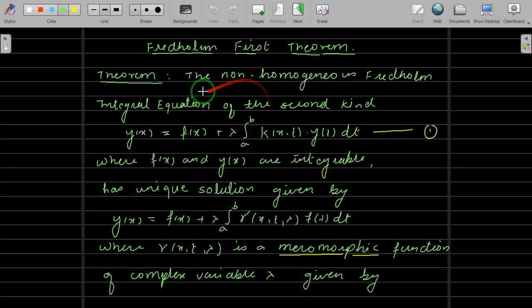In the previous video, we have seen Fredholm's first theorem. We have stated the theorem. The theorem says this integral equation of the second kind, that is the non-homogeneous Fredholm equation, will have a unique solution given by y of x equals f of x plus lambda integral gamma(x, t, lambda) f(t) dt, and this gamma is a meromorphic function. And the question was to check what is a meromorphic function of a complex variable.